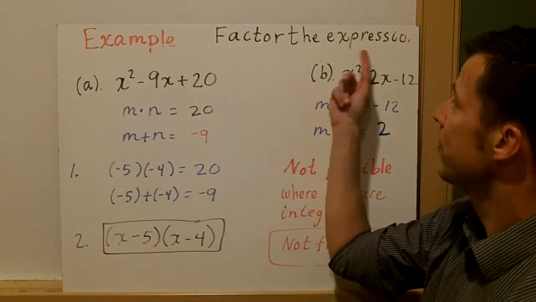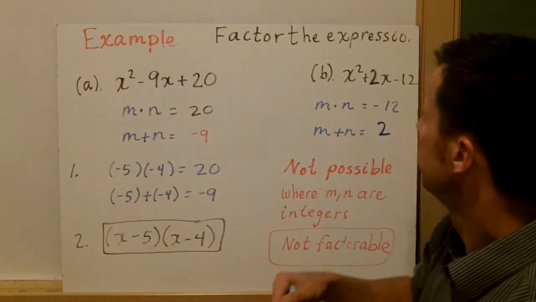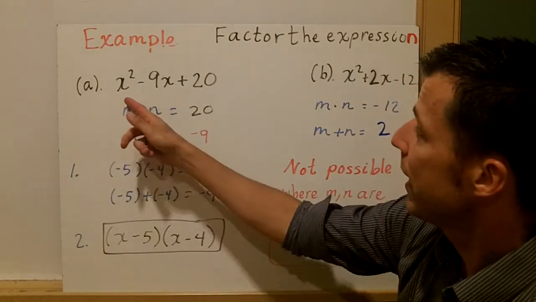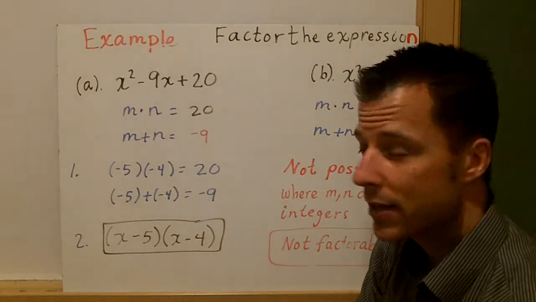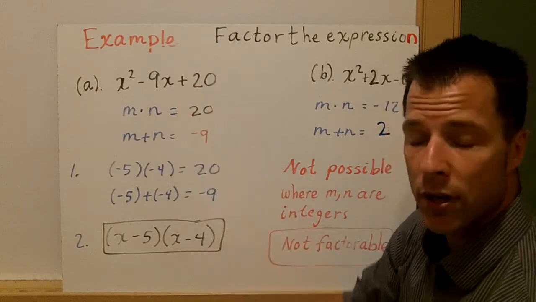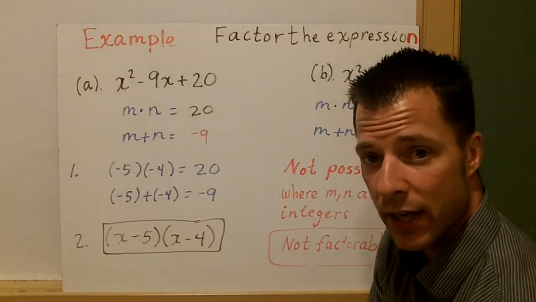Now, the first example is factor the expression. We lost an n there, it looks like, when I put the slides up. So let's factor the expression x squared minus 9x plus 20. So, no common term to all three of those, so I can't factor anything out.